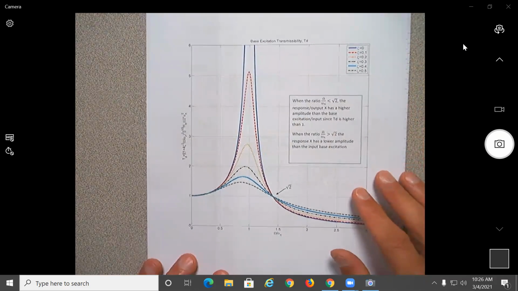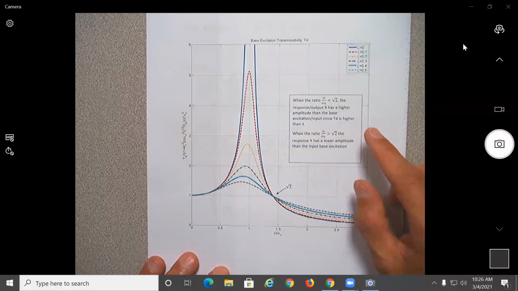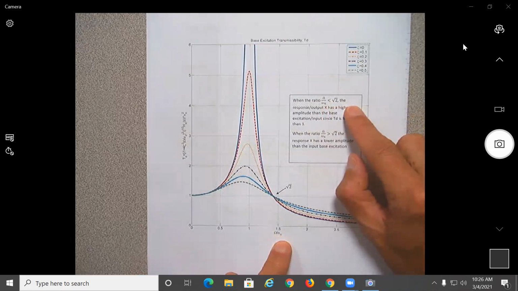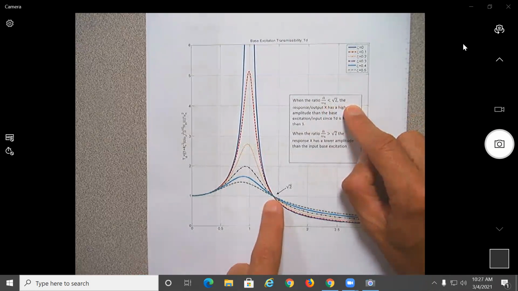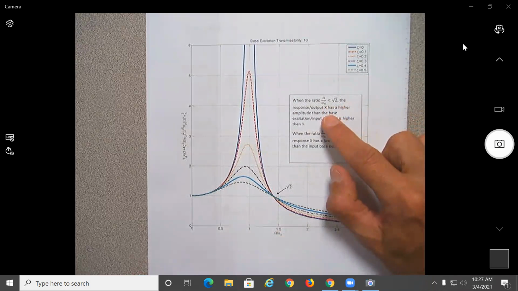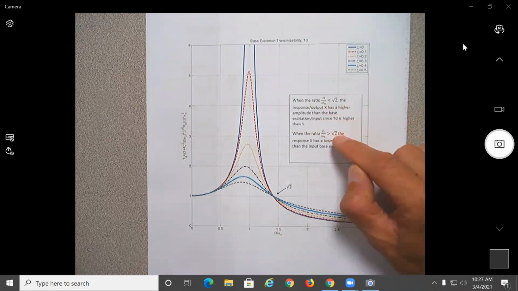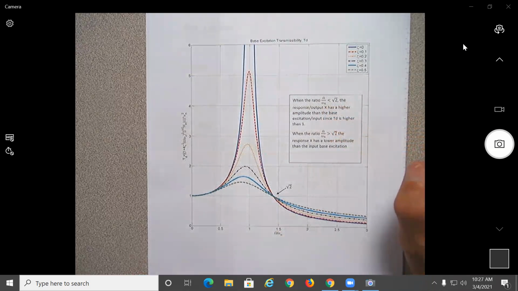In this case, pay attention because we see that when the ratio of omega and omega sub n is lower than the square root of 2, which is 1.414, the response output has a higher amplitude than the base excitation input, since TD is higher than 1. So I'm probably going to have to derive first the TD, which is the transmitted force transmitted to base.